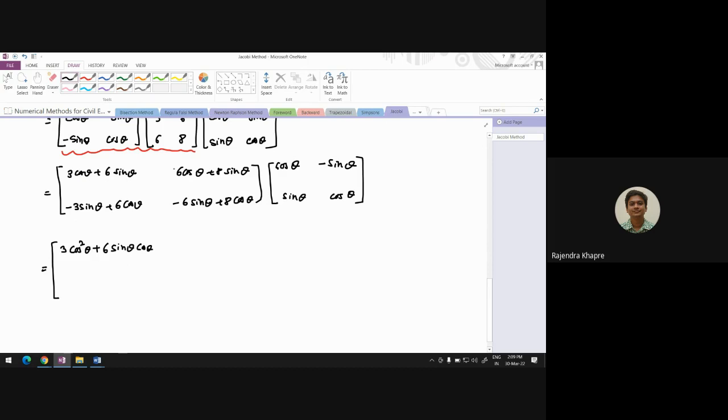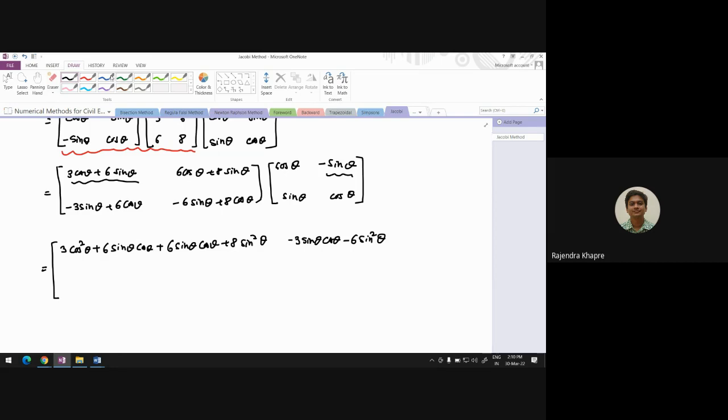Then this entire term will be multiplied by sine theta, so this is plus 6 times again sine theta cos theta plus 8 times sine square theta. So this is the first multiplication, right? Then secondly, I'll go with minus sine theta, so this will be something like minus 3 times sine theta cos theta minus 6 times sine square theta.